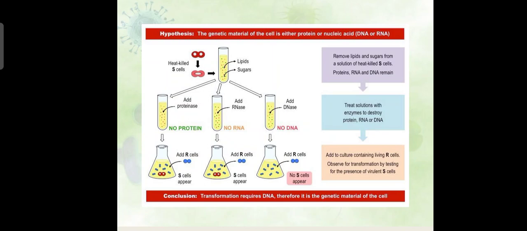Take heat-killed S strain. Remove the lipids and sugars from a solution of heat-killed S strain, leaving protein, RNA and DNA in the remaining solution. Next, treat the solution with enzymes to destroy the protein, RNA or DNA, and add it to a culture containing living R cells. Observe for transformation by testing for the presence of virulent S strain. The transformation requires DNA, therefore DNA is the genetic material.